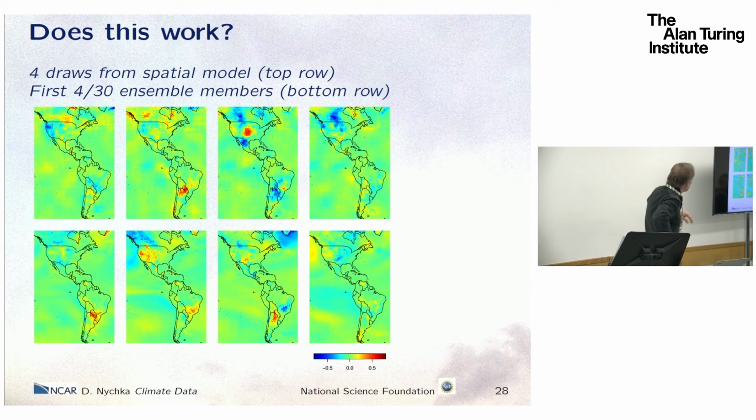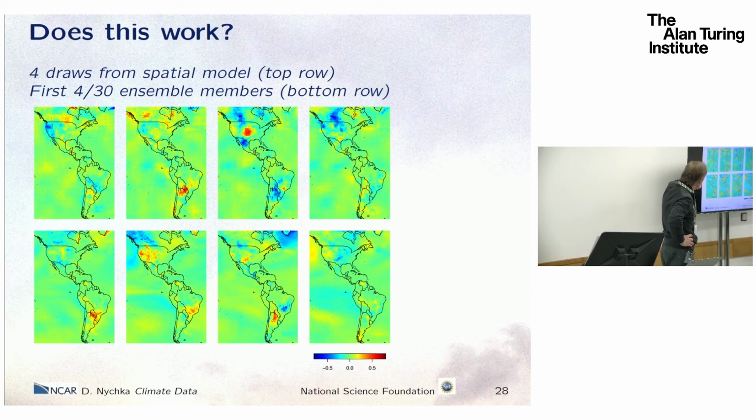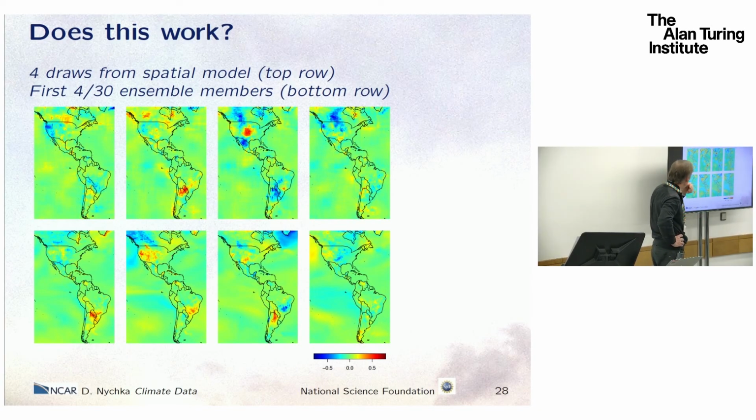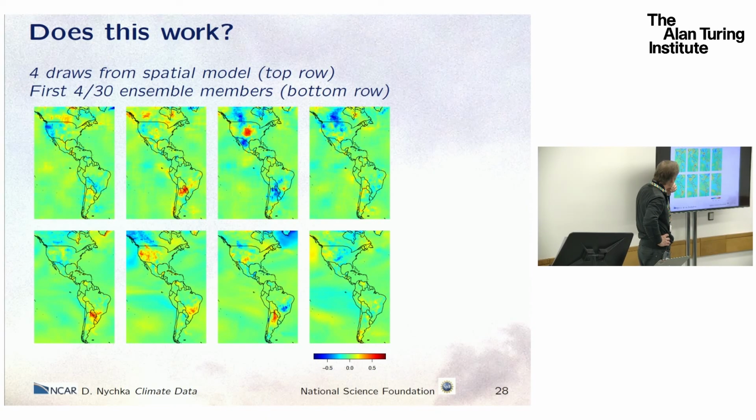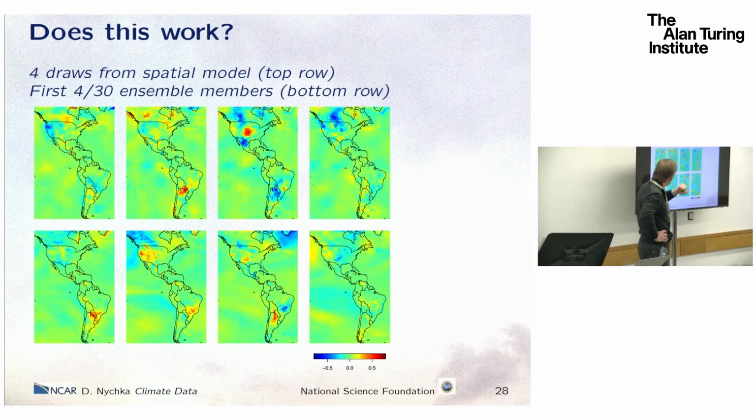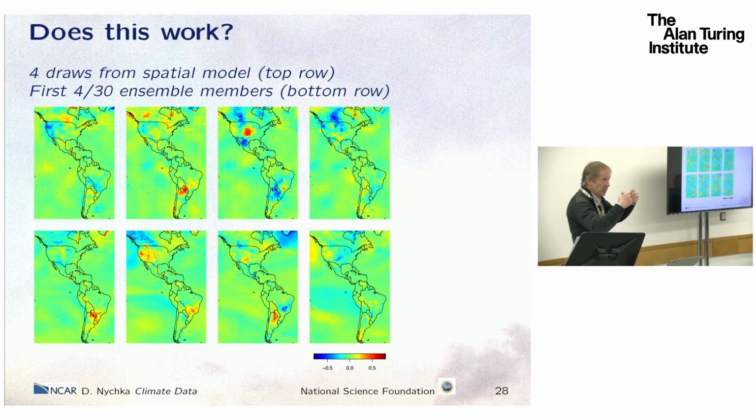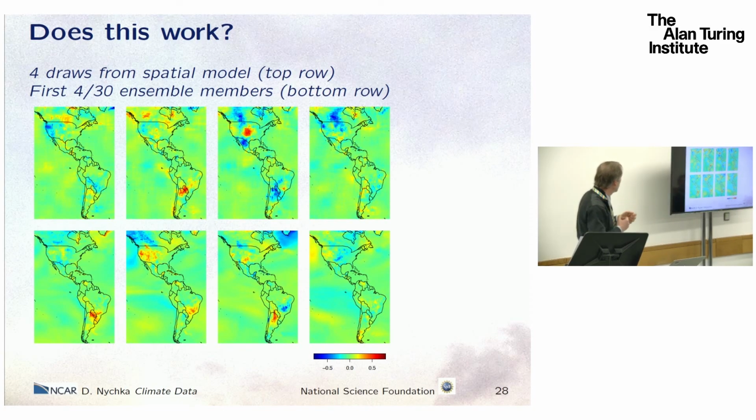But what I did want to show you here is the final results of the analysis. So the goal is that we have these ensembles from these 30 model runs. And what we would like to do is have a simpler statistical procedure to generate many of these and generate them in ways where they match up. And so this is just a subjective kind of visual presentation that, in fact, this seems to be working. These first four are draws from a statistical model that's trying to simulate these spatial patterns of variability. The bottom row are the first four from the actual model experiments.